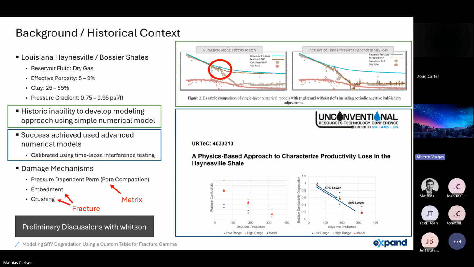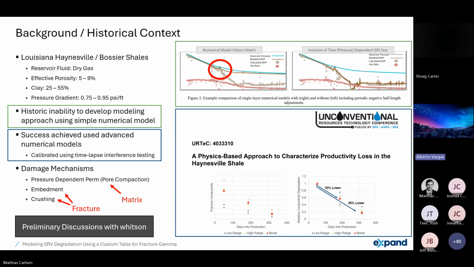Where we went from there is we did have some success using some more advanced numerical models. We were able to gather some data, some time-lapse interference testing. It was great. We loved it. And what we learned from that is there were 3 main damage mechanisms that we were characterizing in our play. The first is pressure-dependent perm, which is pore compaction, so that's within the matrix. The other 2 are in the fracture, which would be embedment and crushing.